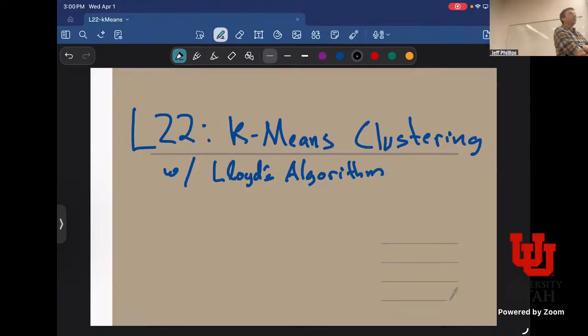So today we're going to be talking about k-means clustering, and in particular Lloyd's algorithm for it, which is the most famous algorithm.